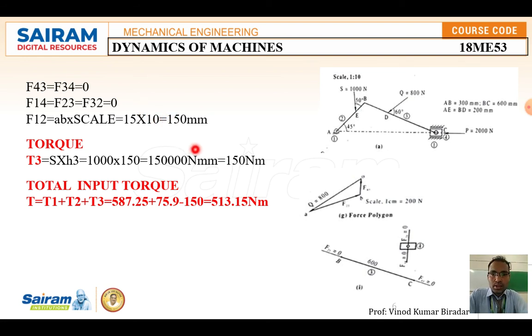Finally you calculate the normal torque and the torque due to this force, minus that, the final torque. You are going to get the total input torque. Torque is equal to T1 plus T2 plus T3, put the values, you are going to get 513.15 Newton meter. Like this you have to solve the problem. Torque 3 is the force here into the height that you substitute.